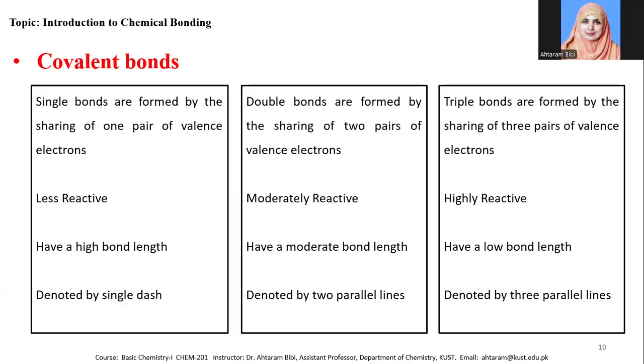The triple bonds are formed by the sharing of three pairs of valence electrons. They are highly reactive and have a low bond length as compared to the double bond and the single bond, and they are denoted by three parallel lines.